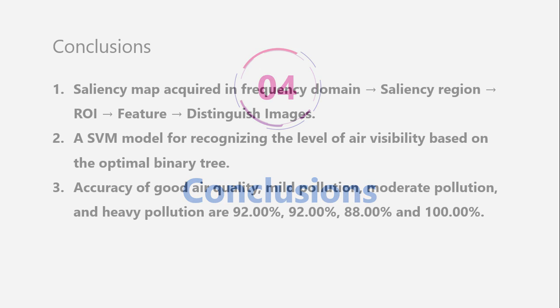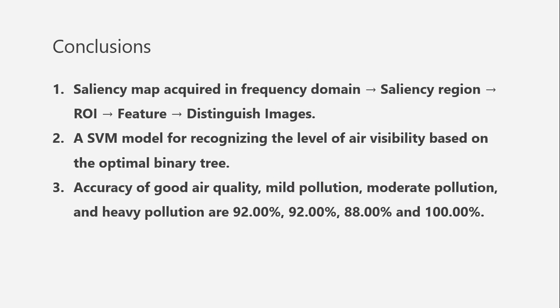To sum up and draw conclusions, using the saliency map acquired in the frequency domain of the image, the ROI extracted by the saliency region is evident in the image, which can fully reflect the features of the image, so that the feature values extracted in the ROI can be easily distinguished. Accordingly, we construct a model for recognizing air visibility level based on the optimal binary tree SVM. After the calculation of optimal binary tree and 3 SVMs, 4 air visibility levels can be recognized.